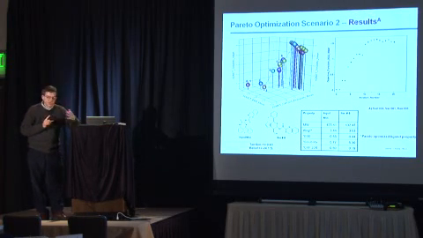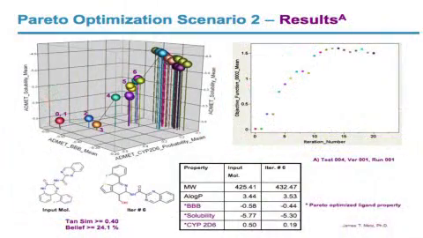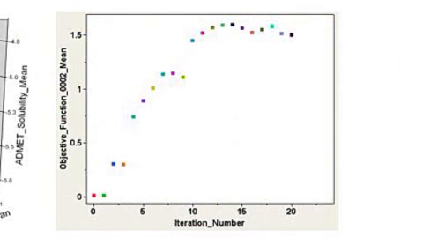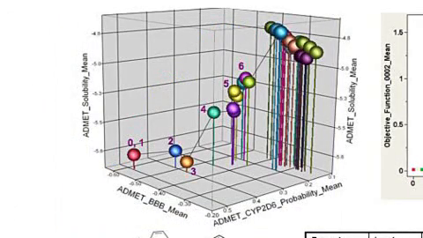Since we're optimizing 3 properties, we have to look at this in a 3-dimensional space. But before we do that, let's just again look at the iteration number versus the value of the objective function. Again, what you see, starting from our initial molecule, the objective function increases, and it tends to level off. But it's doing basically what I want it to do. I want it to improve the objective function. Now let's look at this in more detail in 3 dimensions.